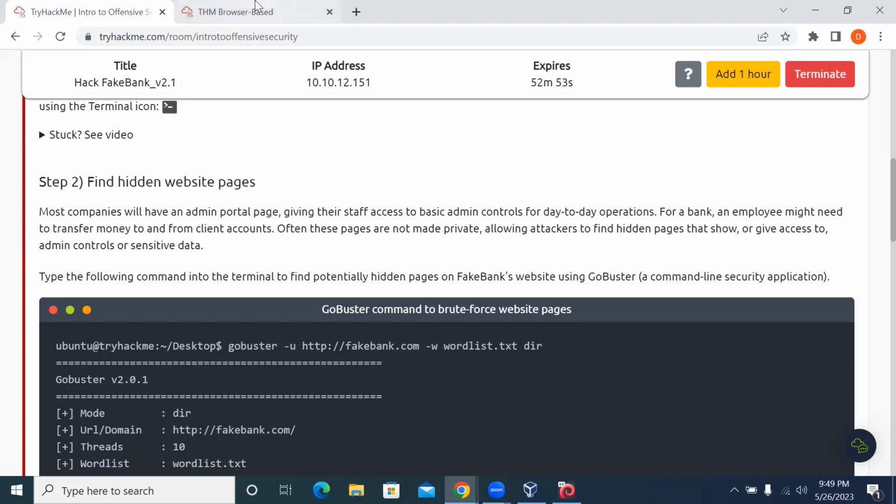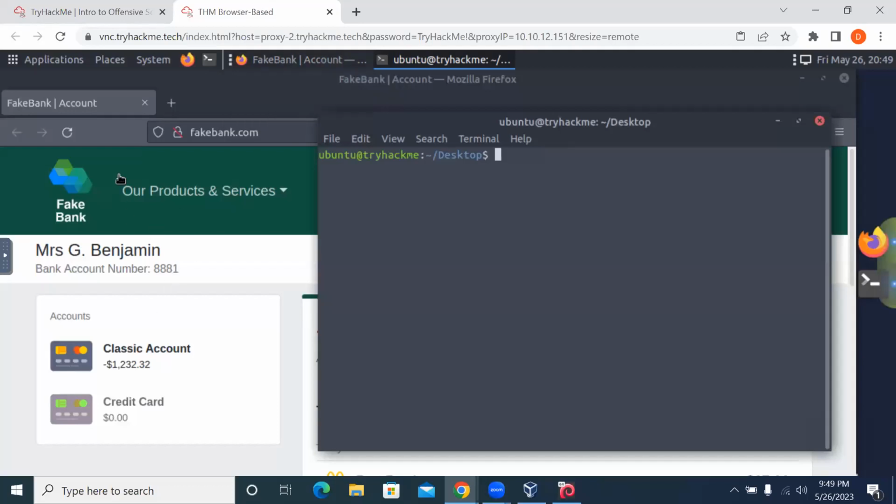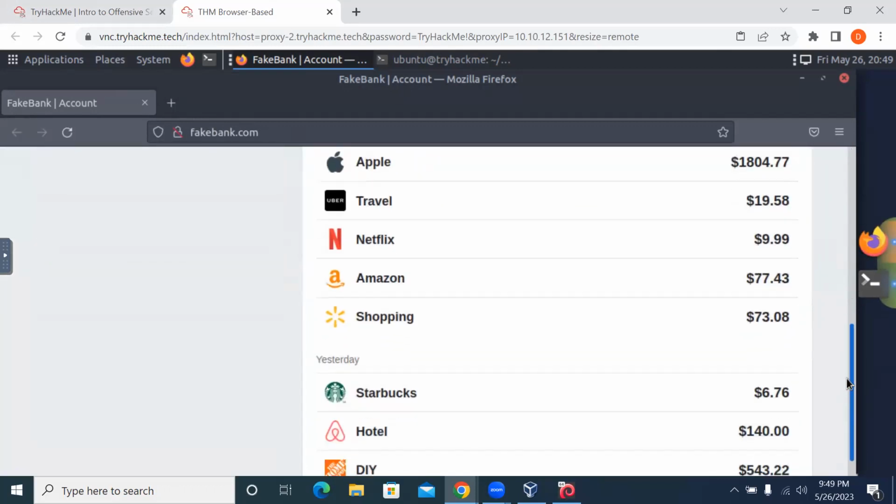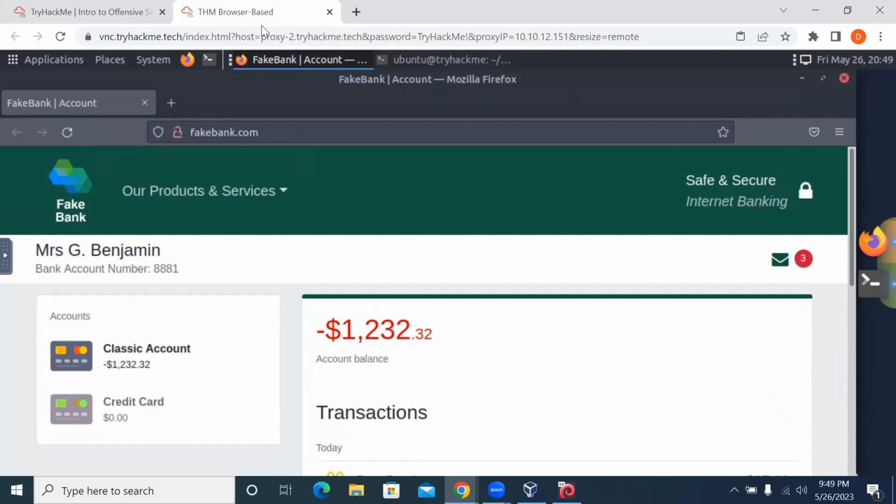So we have a website. We have accessed the website. Fakebank.com is the name of the website. So just like maybe I go to a website and I get the actual name of that website, or any name of the website, right? So I want to use GoBuster to fetch out all the directories of this website. This is how the website looks, for instance, right?